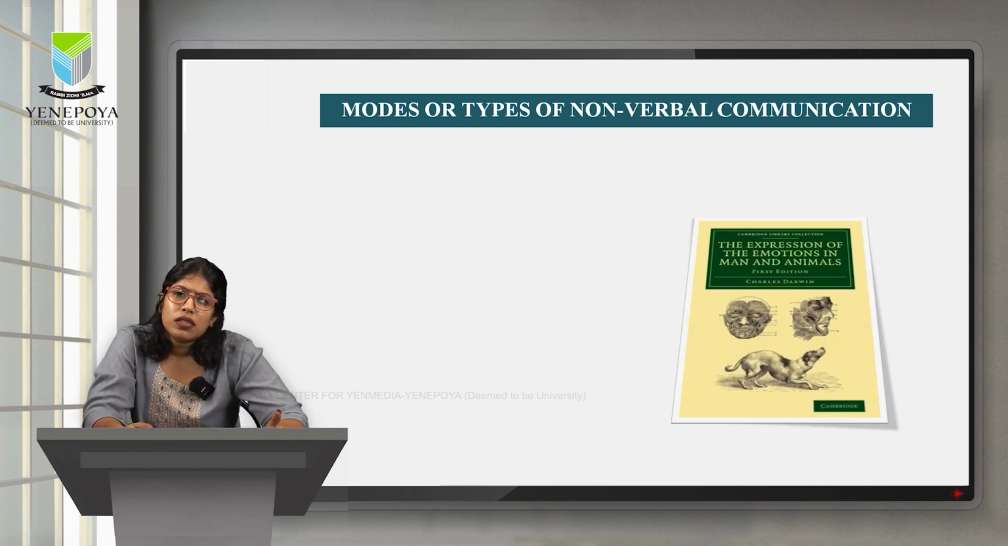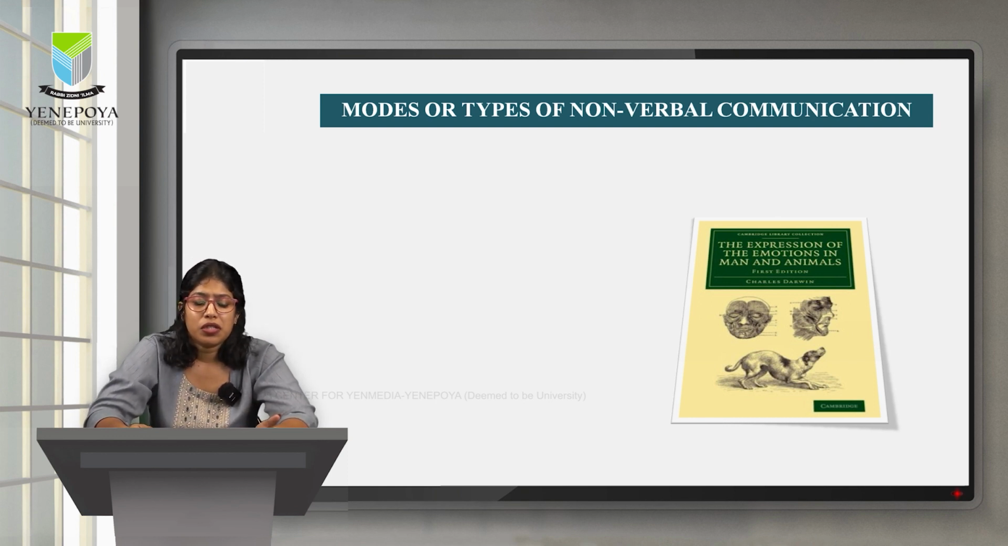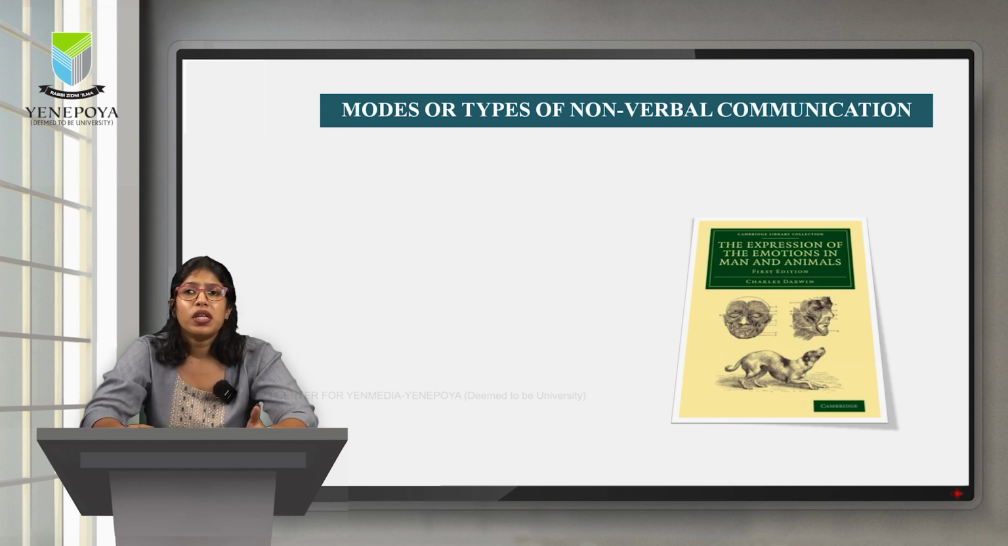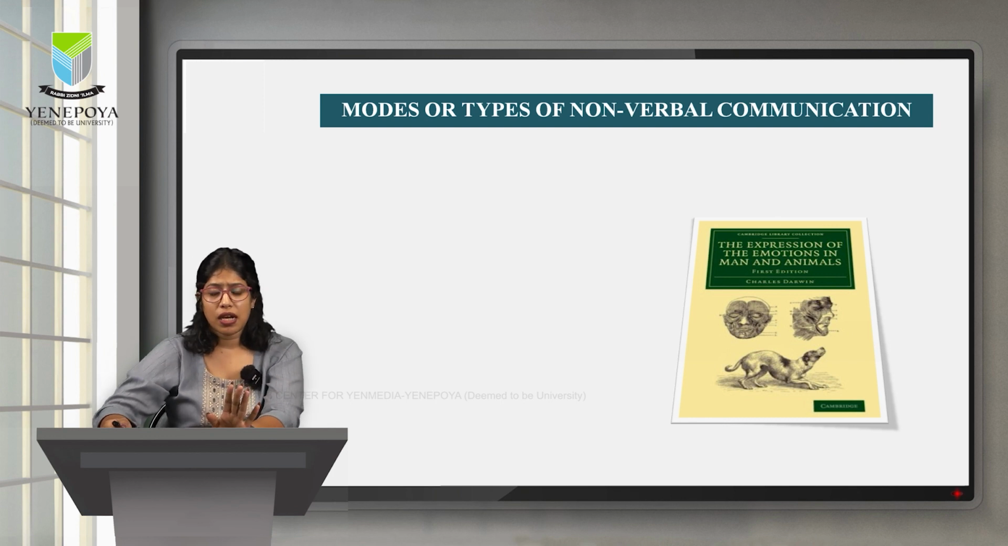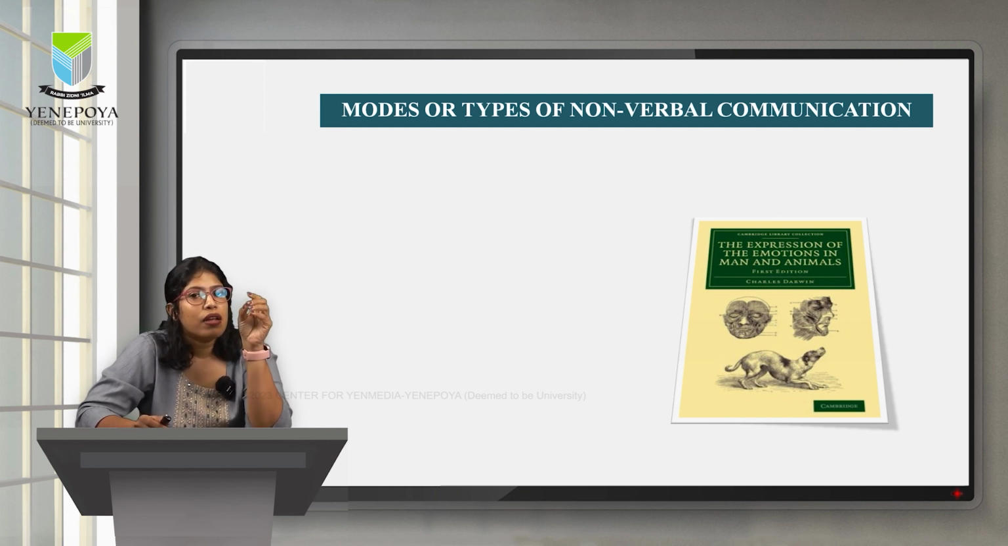Now, who started the study of non-verbal communication? Though we had known what non-verbal communication is right from the beginning, nobody really gave it a study, nobody really gave it a thought. But there was this one particular person called Charles Darwin, and everybody knows who Charles Darwin is. So when he was observing people and animals, he noticed that we are able to communicate through non-verbal behavior much more effectively than verbal behavior.